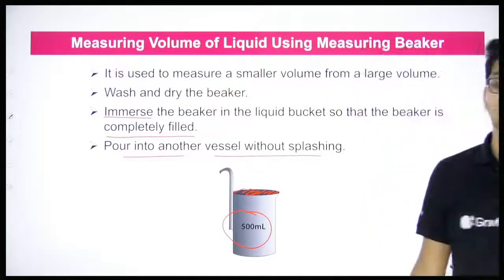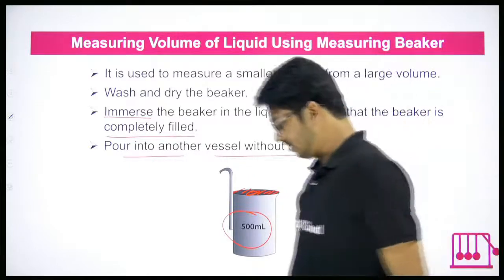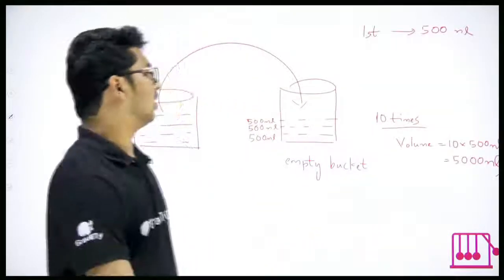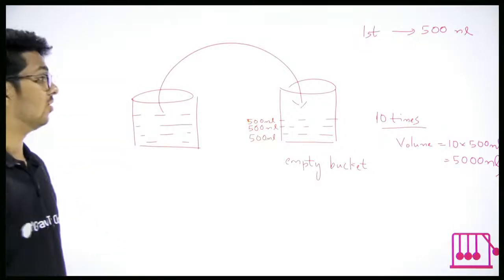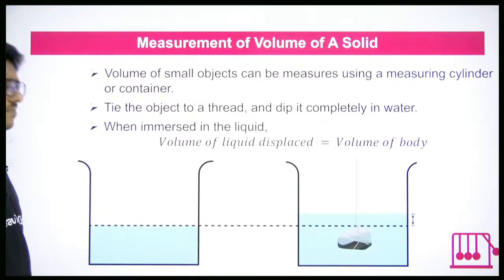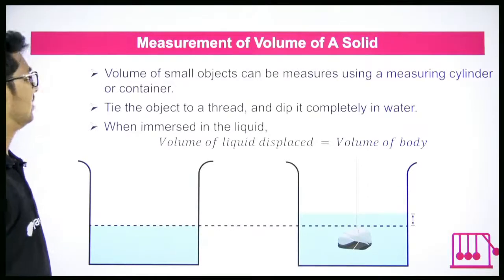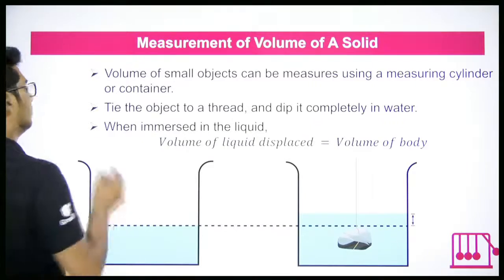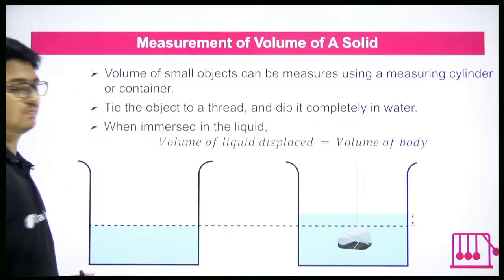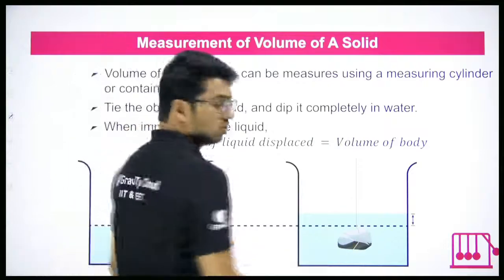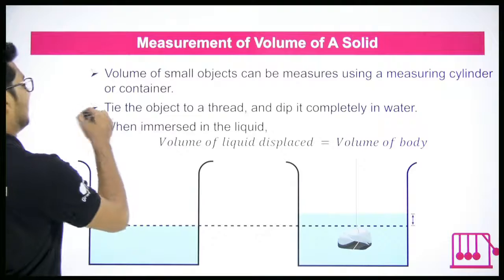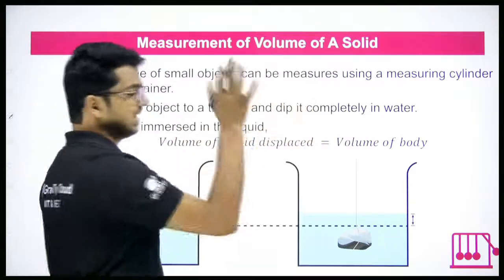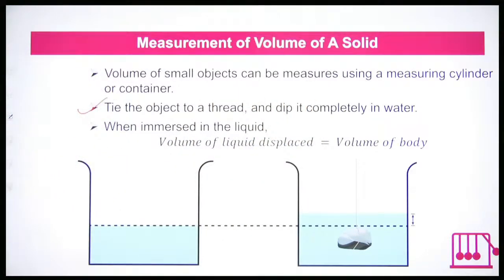Measuring cylinder is done, measuring beaker is also done. Then we have other things also. Sir, we learned about how to measure the volume of a liquid. Good. But how do we measure the volume of a solid? We'll see that also. It's again very simple. You can do that using a measuring cylinder itself. How? Simple. If you have to measure the volume of a stone, take the stone, tie it with a thread as shown. Tie the object to a thread and dip it completely in the liquid.